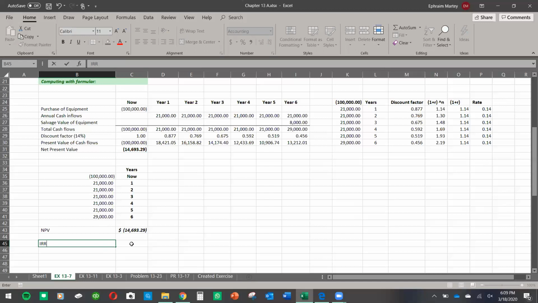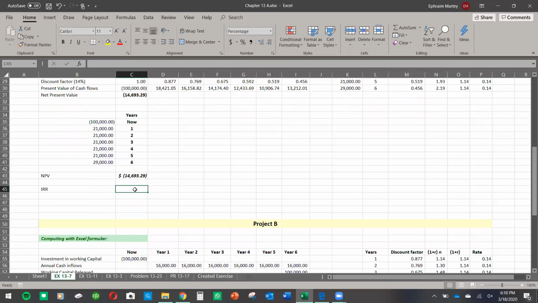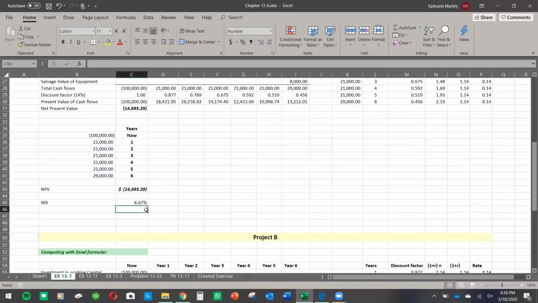This is internal rate of return. We haven't been asked in this problem to find it, but you need to know what to do for that one too. So you press IRR and Excel knows what you mean. Then you select everything here and close parentheses. That is 8.67%. Anything that is above 8.67% shouldn't be accepted because the money compared to today's value is not even worth $1.